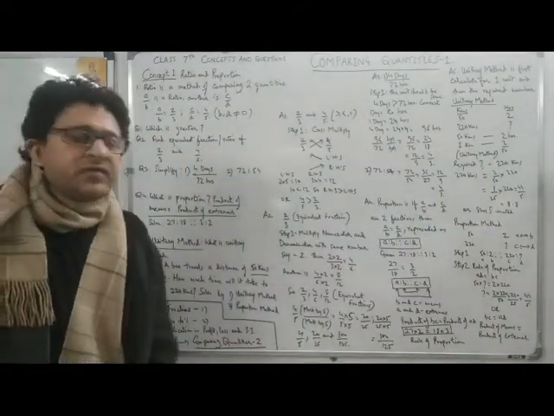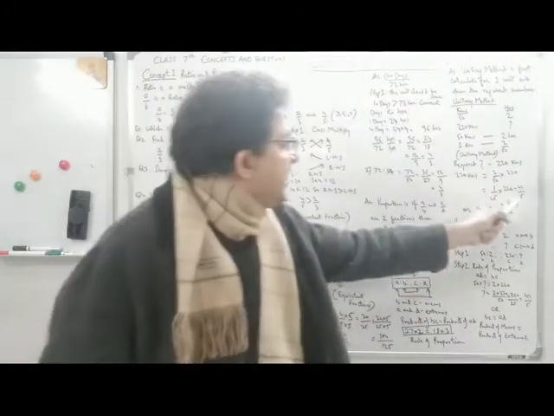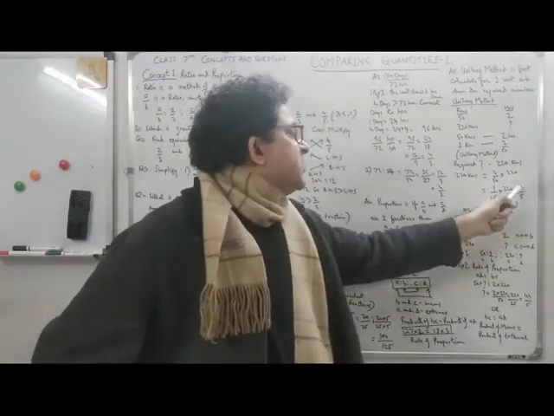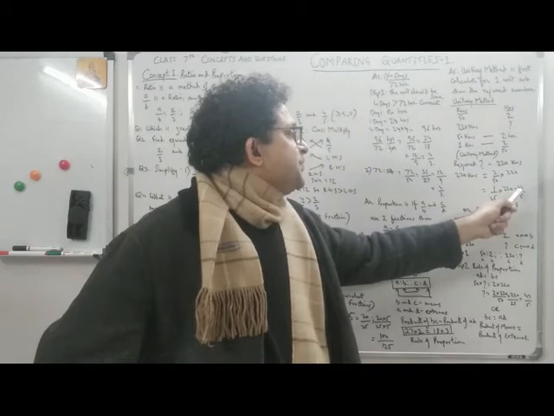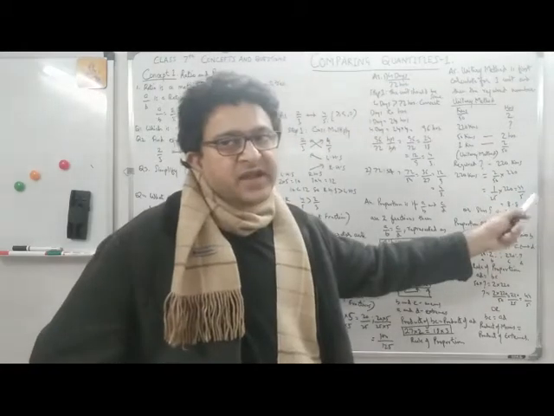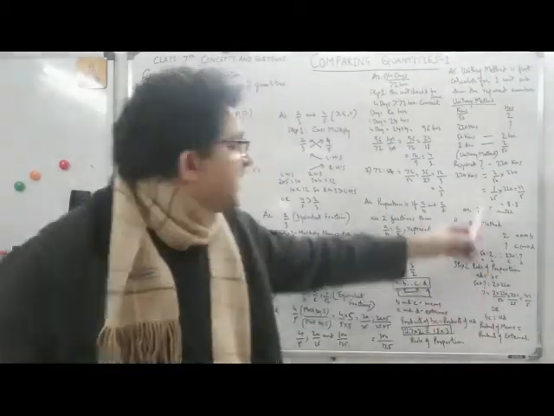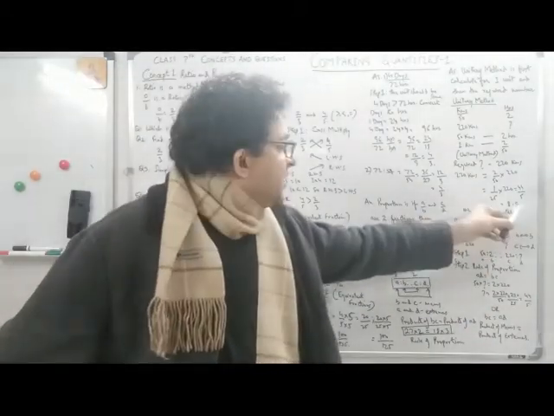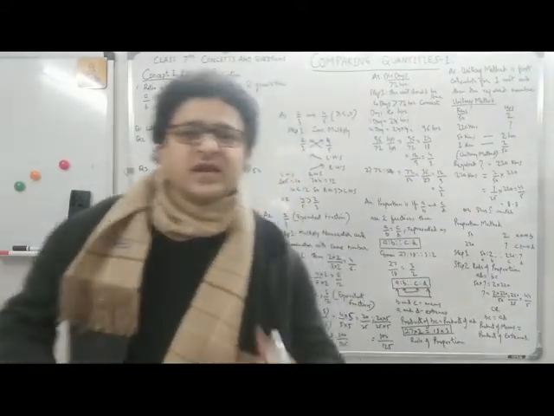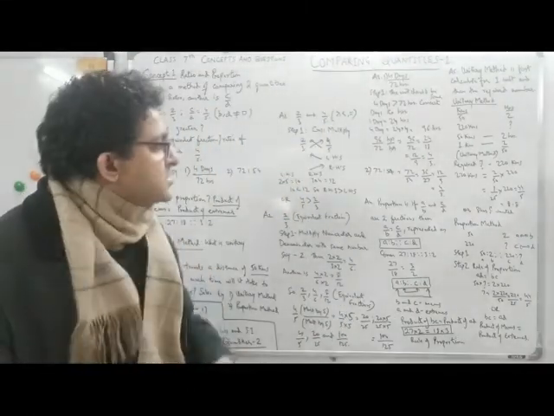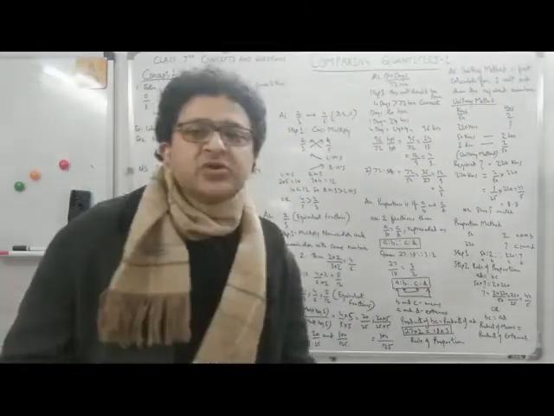44 by 5. What is 44 by 5? 5 8s are 40, and then 5 8s are 40 again. We get 8.8, which means 8 hours and 8 minutes. So that's the question here for questions on the unitary method.